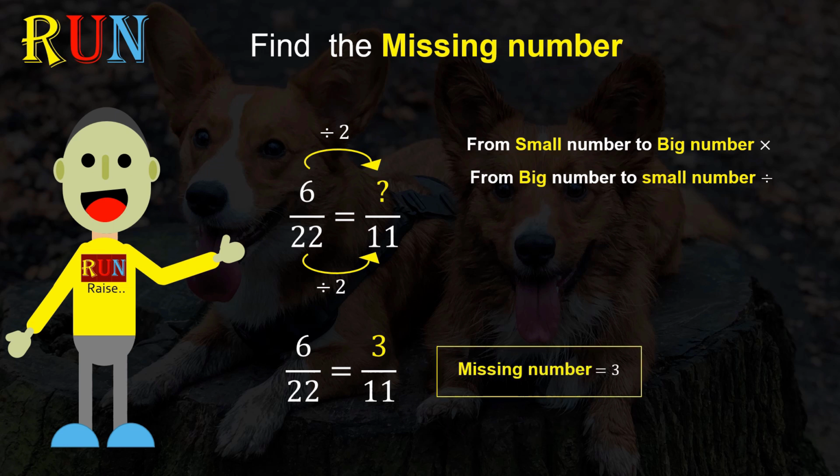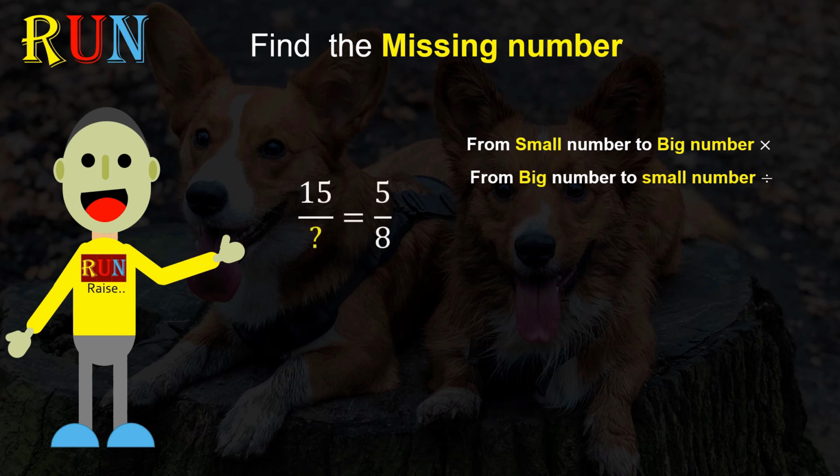Let's take a look at the final example. So now we focus where we have numbers. This time around it's on the right hand side. If we move from 5 to 15, are we moving from a small number or a big number? 5 is smaller than 15, so it's obviously from a small number to a big number.